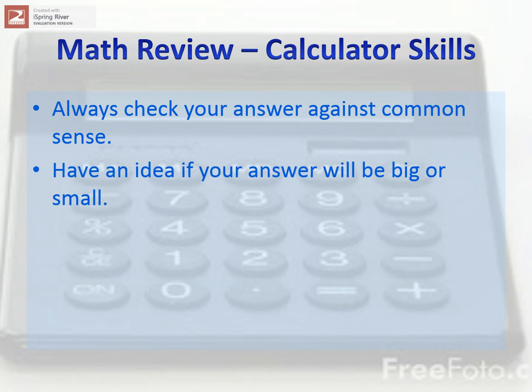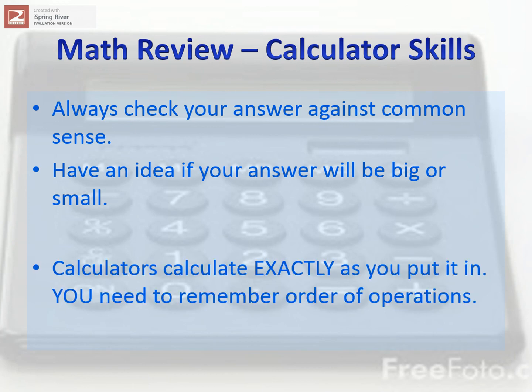Have an idea of whether your answer will be very big or very small. You know that if you're dividing a small number by a big number, then you're going to have a pretty small number. It's probably going to end up a decimal. Likewise, if you're multiplying a big number by any other number, then you're going to end up with a pretty big number. So have an idea for what the size of the number is. Again, this is to make sure that you didn't accidentally hit the wrong button.